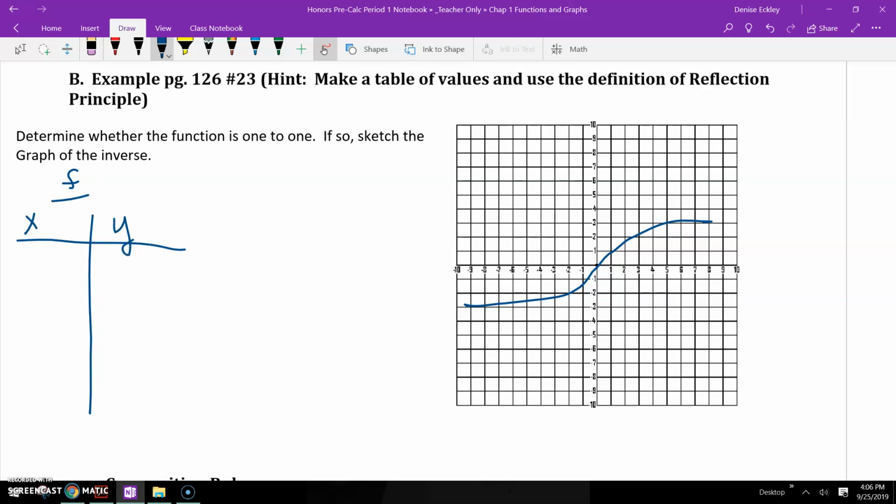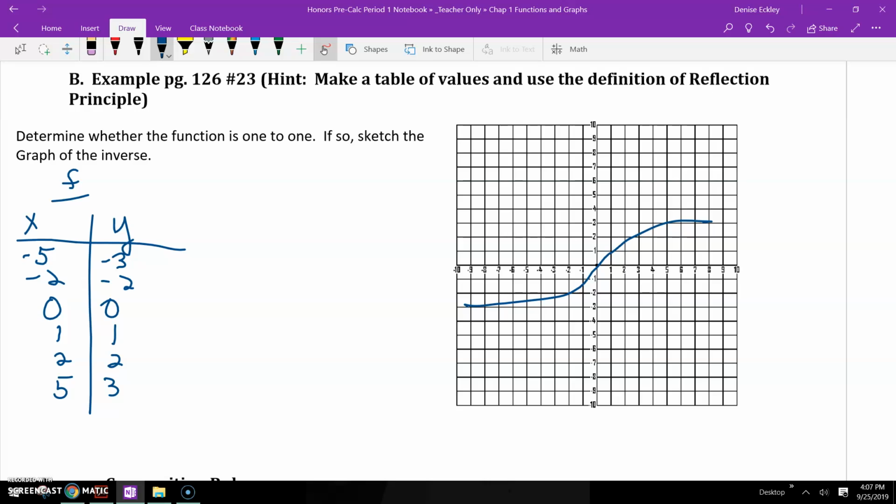Now, mine might not be completely accurate. You can use the one in the book and count the points a little better. So I see that at -5, I'm at -3. At -2, I'm at -2. 0 is at the origin. Then we have 1, 1, 2, 2, and 5, 3.